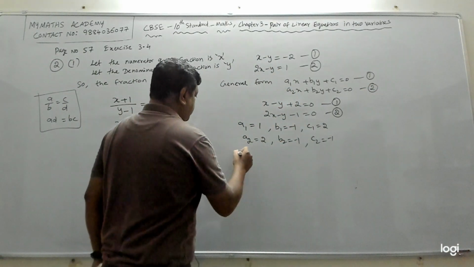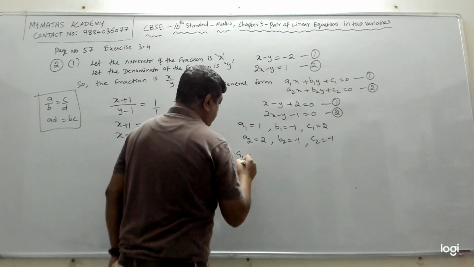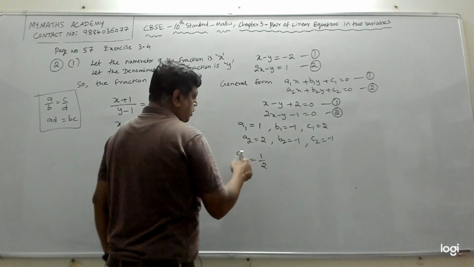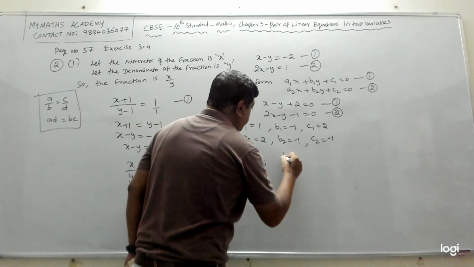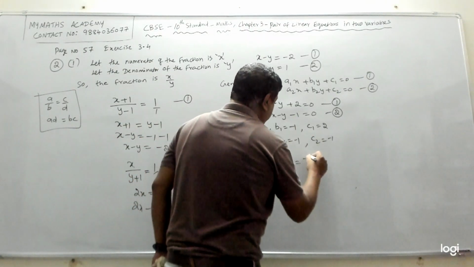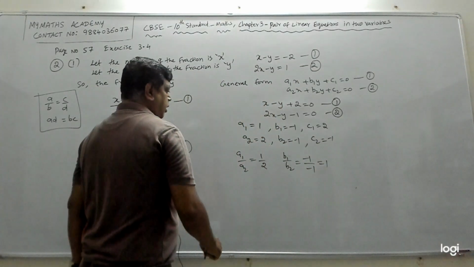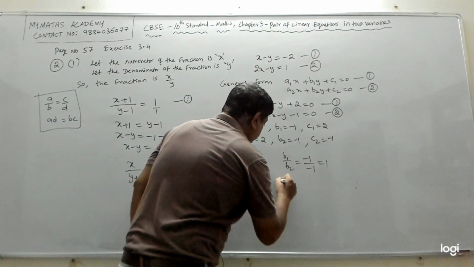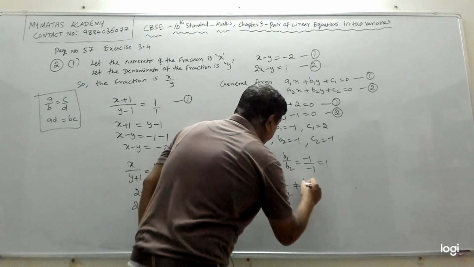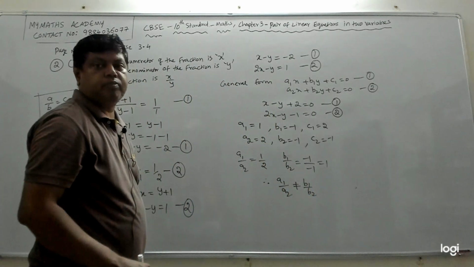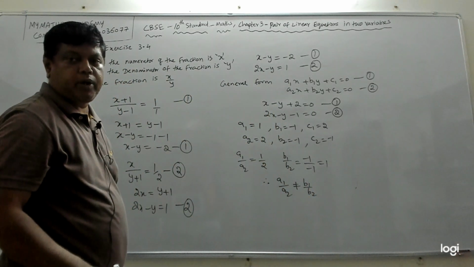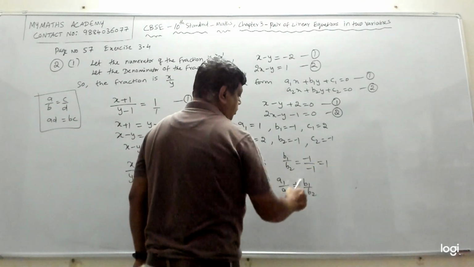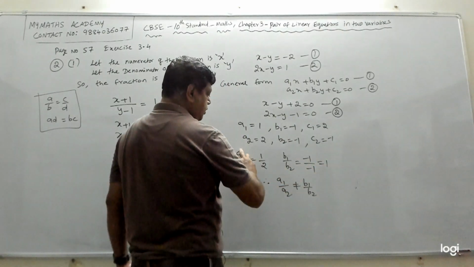Now let's find a1 by a2 first. a1 by a2 equals 1 by 2. Now what is b1 by b2? Minus 1 by minus 1, which is 1. Now what do we observe? a1 by a2 is 1 by 2, b1 by b2 is 1. Therefore, a1 by a2 is not equal to b1 by b2. Clear? They are not equal, 1 by 2 is not equal to 1.